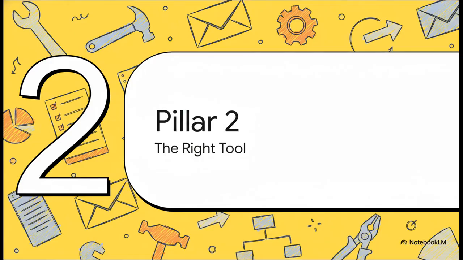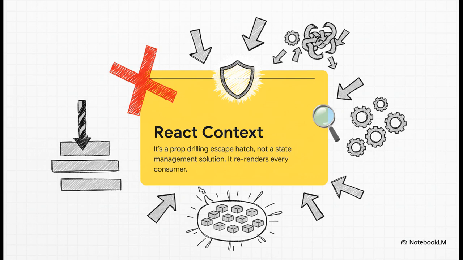Okay, on to our second pillar. So once we know where our state should live, the next obvious question is, how do we manage it? This is all about picking the right tool for the specific job you're trying to do. We really need to talk about React Context because there's a huge misunderstanding about what it's for. It wasn't built to be a state management library. It was designed to solve one specific problem, prop drilling.